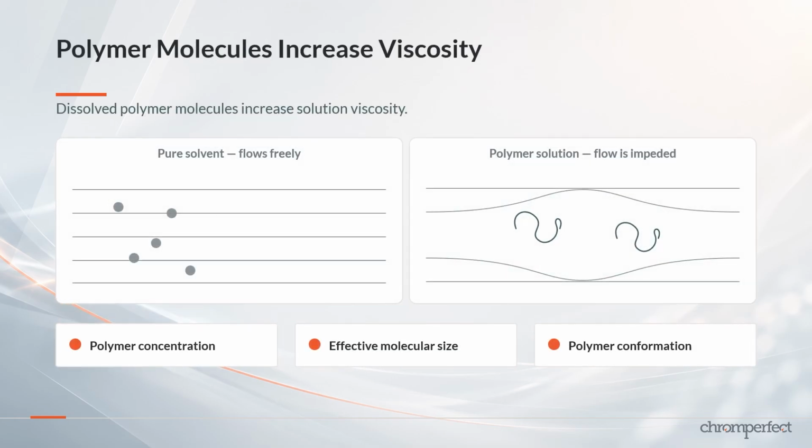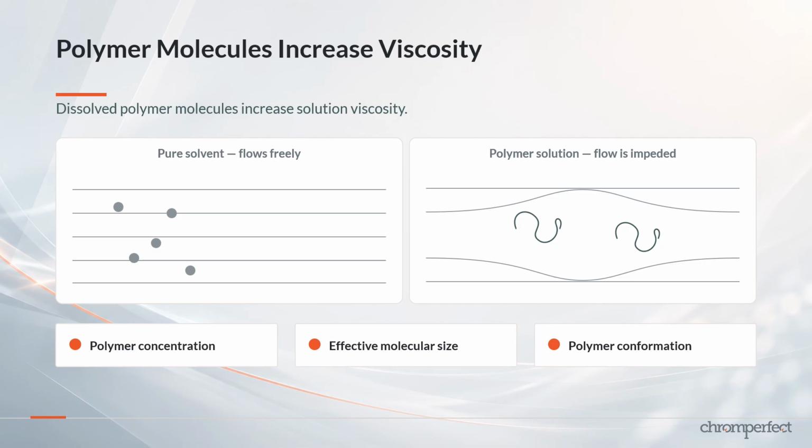Viscosity describes a fluid's resistance to flow. A liquid such as water has relatively low viscosity, while a liquid such as heavy oil has much higher viscosity. When a polymer is dissolved in a solvent, the polymer molecules generally increase the viscosity of the solution. The magnitude of that increase depends upon the amount of polymer and the hydrodynamic volume occupied by the polymer molecules.